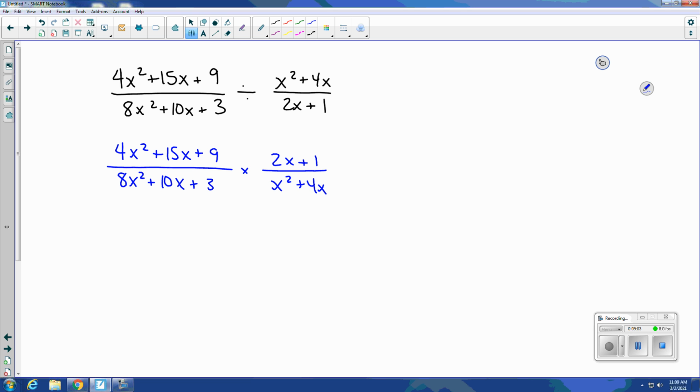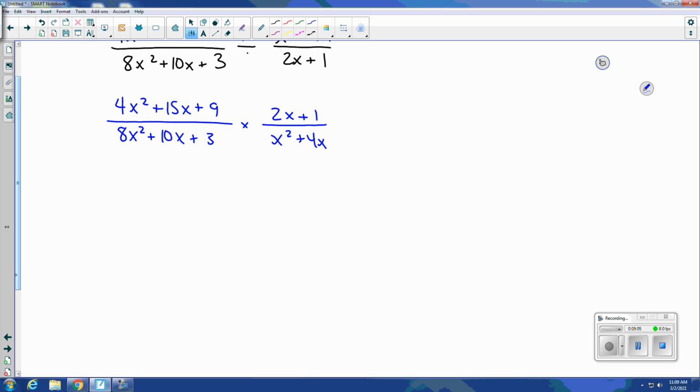Now how we handle the multiplication problem is the exact same as before. To avoid a complex distribution, which is a triple distribution, we're going to factor and cancel to reduce the complexity. So up in the top left, we have to do the split the middle. 4 times 9 is 36. What multiplies to 36 and adds to 15? That should be 12 and 3. So we'll get 4x squared plus 12x plus 3x plus 9.